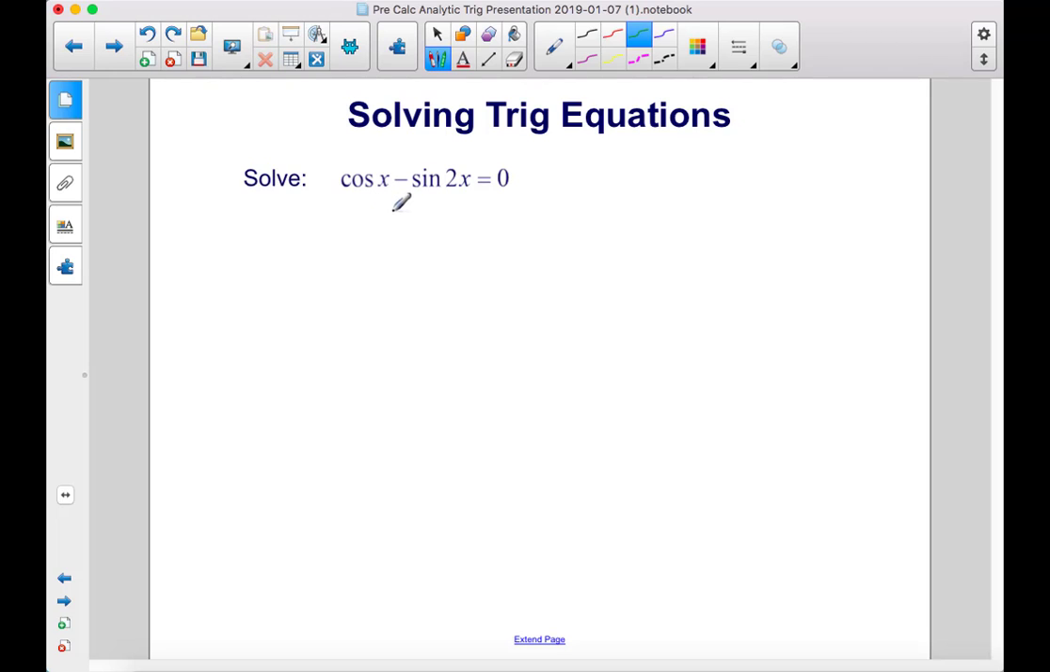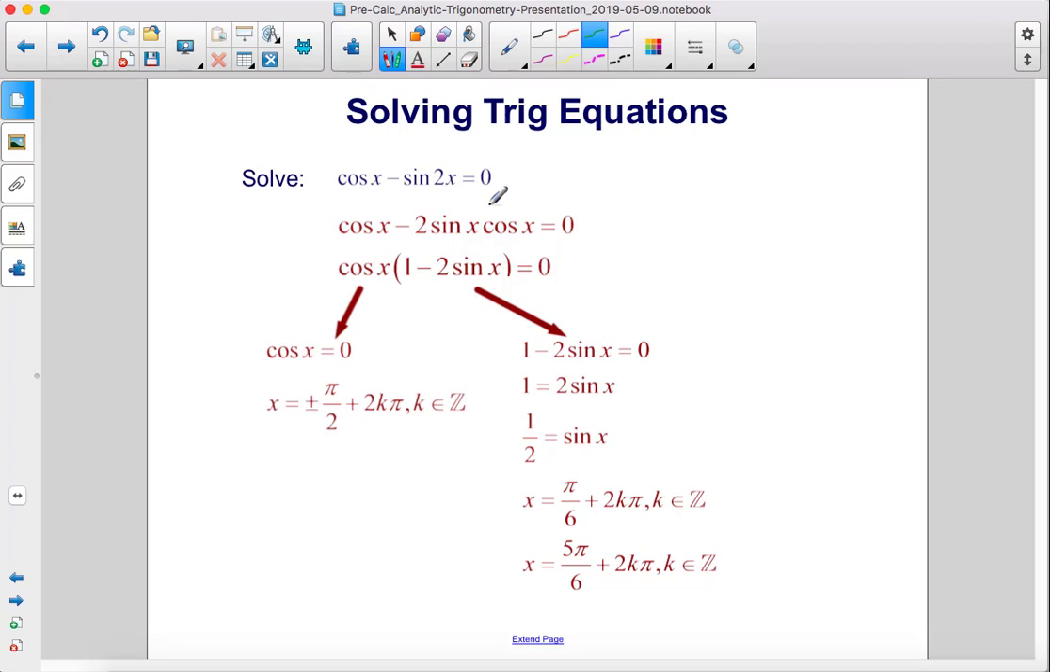Solve. Cosine x minus sine 2x equals 0. Okay, so first we're going to use an identity to replace sine 2x with 2 sine x cosine x. Then we're going to factor out a cosine x, giving us these two pieces here, cosine x and 1 minus 2 sine x. Since those are equal to 0, we can set each piece equal to 0 and then solve for x. So here we have cosine x equals 0, giving us possible solutions of plus or minus pi over 2 plus 2k pi, where k belongs to the set of integers.